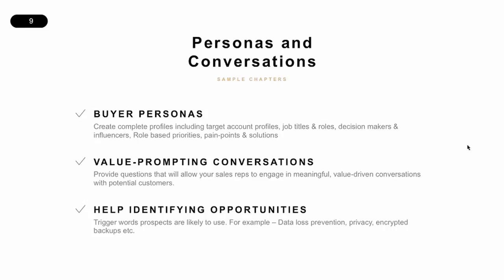So things like trying to spot things like data loss prevention, privacy, backups, being able to spot these keywords and actually jump in and interject and actually help allay some of the buyer's concerns can go a long way in helping the sales folks understand more about your product and positioning.